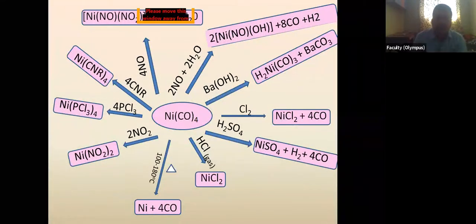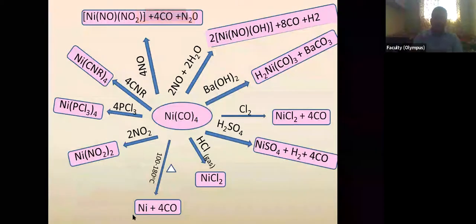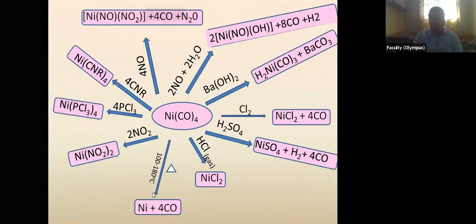Write 2-3 lines, say, the reaction of nickel tetracarbonyl with heat. So the action of heat: nickel tetracarbonyl, when heated up to 100 to 180 degrees Celsius, decomposes. That sentence you may be able to write. Then it decomposes into nickel and carbon monoxide.